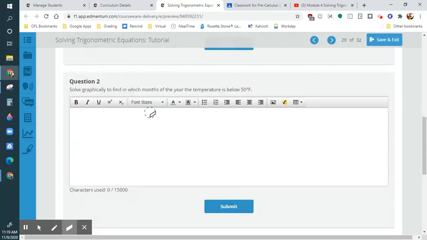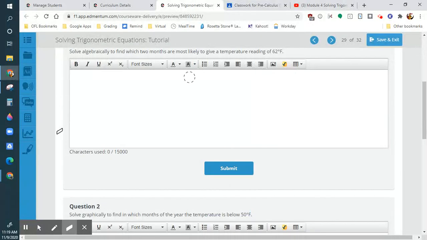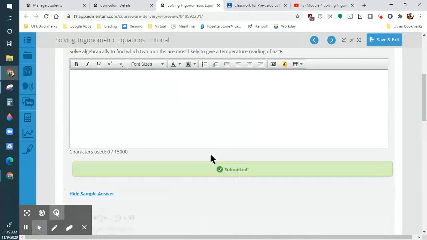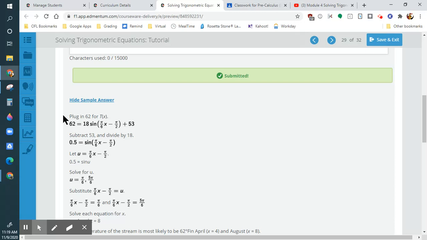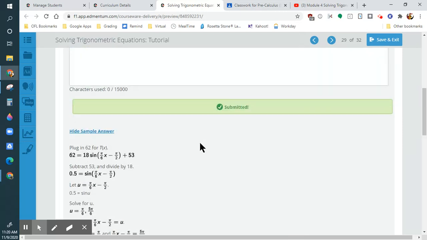All right. So solve it graphically. Wow. They made us do all that work and now they want us to solve it graphically. Or I guess, Nick, you can always just skip over to this part where they show you how to do it. Did they split it up into two? Okay, they did. So we got August and April.